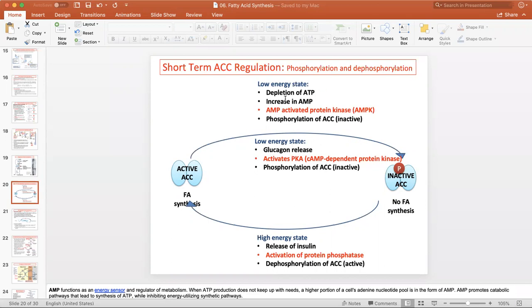Similarly, with a similar mechanism, we have energy dependent regulation, like depletion of ATP or increase in AMP, which will activate the AMP kinase to cause phosphorylation of ACC to make it inactive. Again, because depletion of ATP means low energy state and increase in AMP again means low energy state. And if we have low energy, we don't want all your acetyl-CoA to go into fatty acid synthesis. We need to make more ATP. So we want the acetyl-CoA to undergo your citric acid cycle and the electron transport chain so that we make more ATP. So this is how it is regulated.